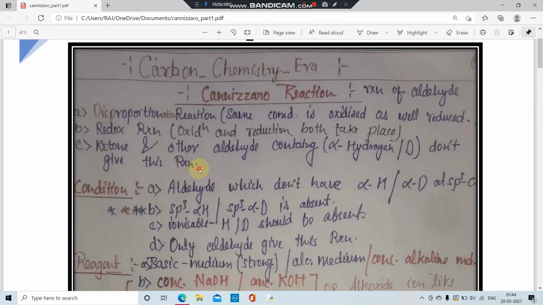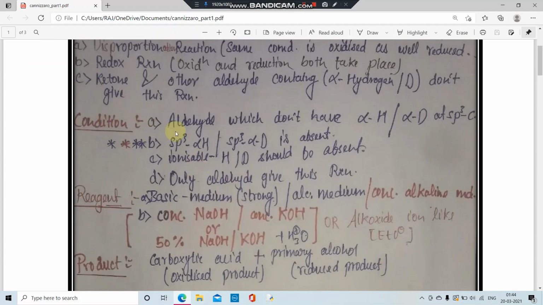Now, the condition for the Cannizzaro reaction. Condition: the aldehyde must have no sp3 alpha hydrogen or deuterium at the sp3 carbon. Or we can say sp3 alpha hydrogen or deuterium must be absent in the given aldehyde for the Cannizzaro reaction. As we have already shown, the Cannizzaro reaction is an aldehyde reaction, so only aldehydes give this reaction.